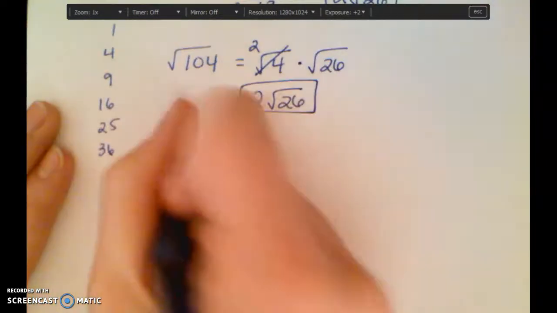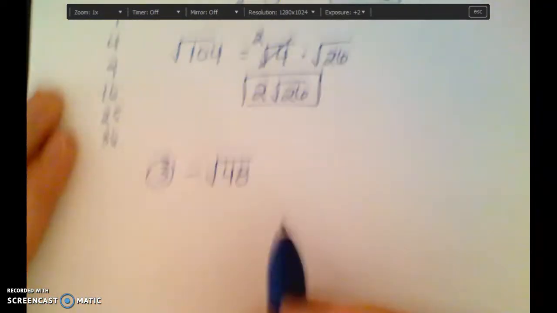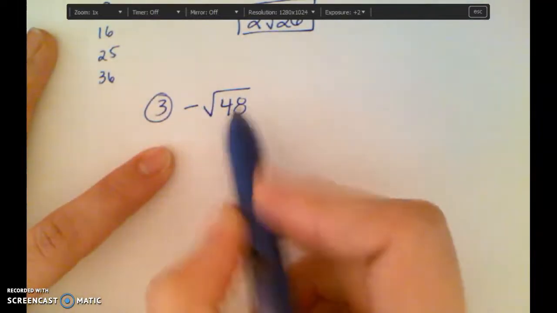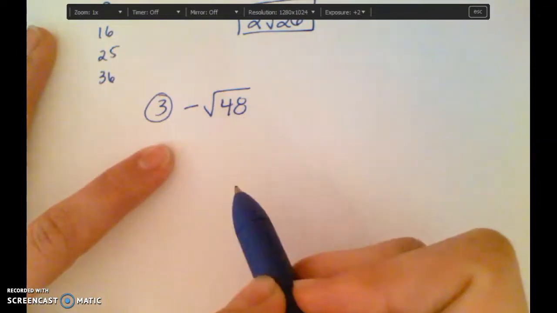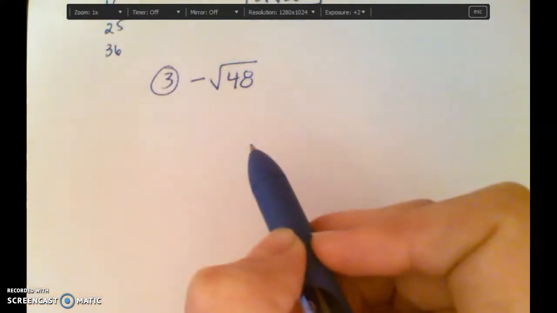Let's do number 3. This is negative root 48. Ignore the negative for now. We'll just bring that down in our answer later. So I want you to go ahead and try this, pause the video, and then check your work afterwards. All right, let's check our work.